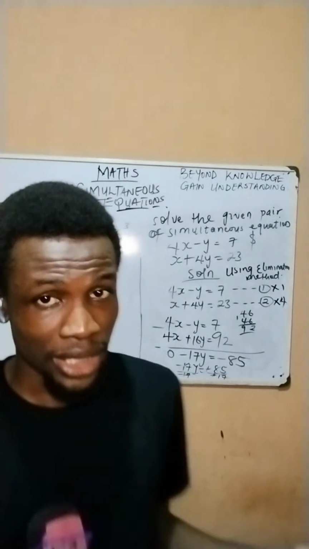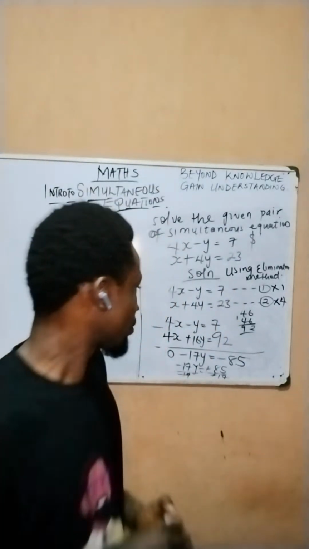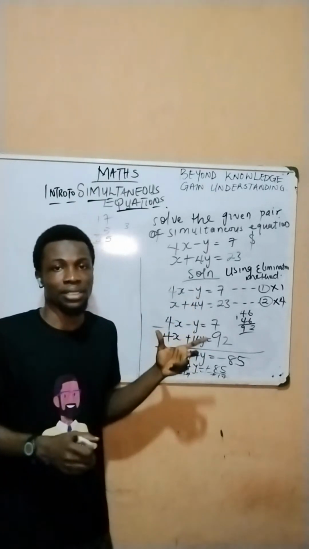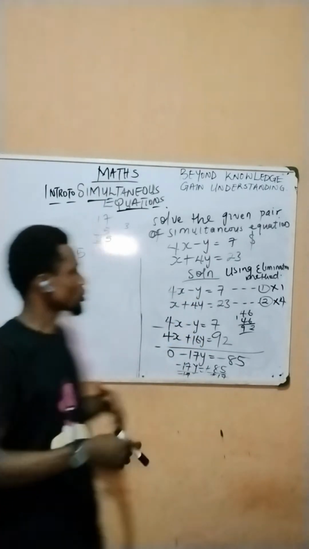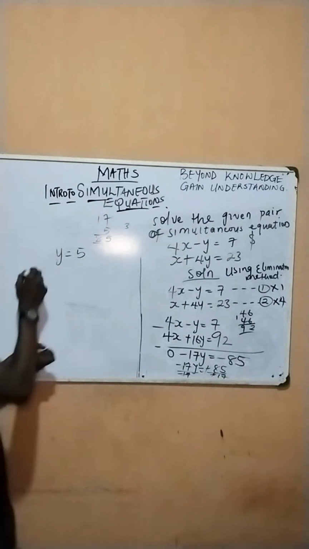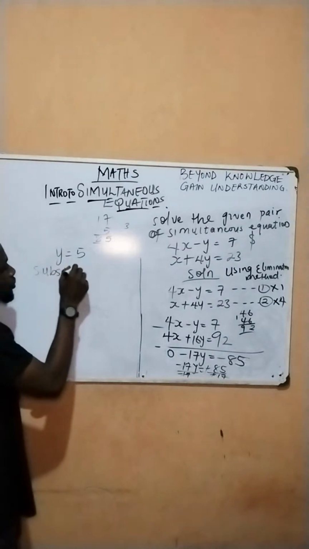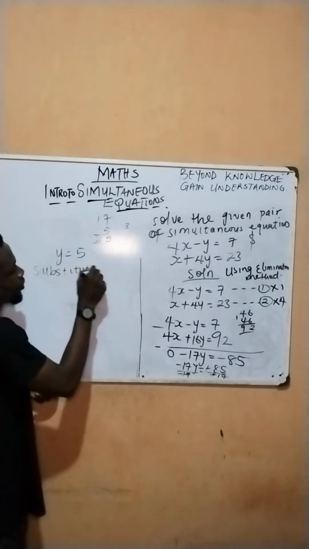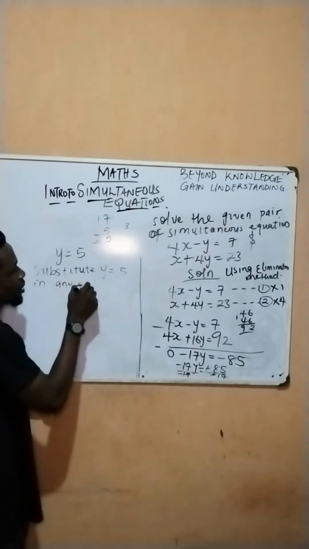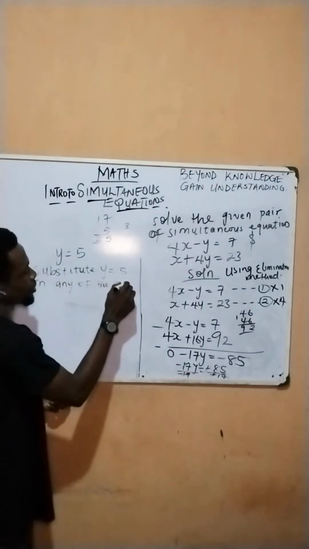You see the way I did it. Originally, we did not have the coefficients. Each of the variables given, the coefficients were not the same. So this is what we have now. Now y is equals to 5, and we'll do the normal thing. Substitute y is equals to 5 in any of the given equations.